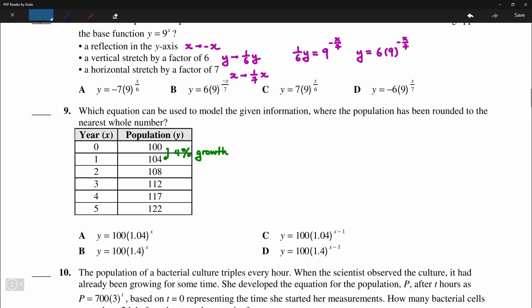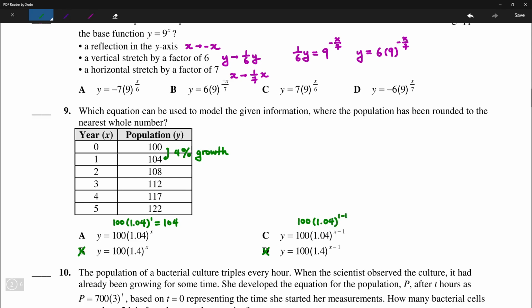Okay, so that means B and D cannot be the correct answer because those would be 40% growth, not 4% growth. And from there, all we need to do is to substitute in the values, for example, 1. And so here we'll have 100 times 1.04 to the first power. That gives us 104.